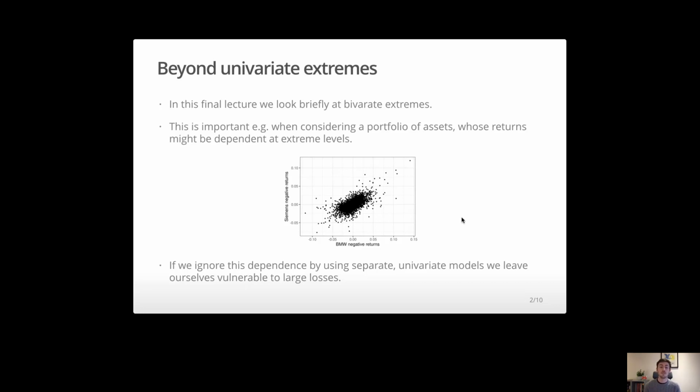As we can see, there's some positive association going on between these in the plot. And if there's dependence between these at extreme levels, so note that these are negative returns, so we're interested in large values here. If these large values happen concurrently and we don't account for their dependence in our analysis, then we leave ourselves vulnerable to very large losses, where we suffer a large loss from our BMW asset as well as a large loss from our Siemens asset.